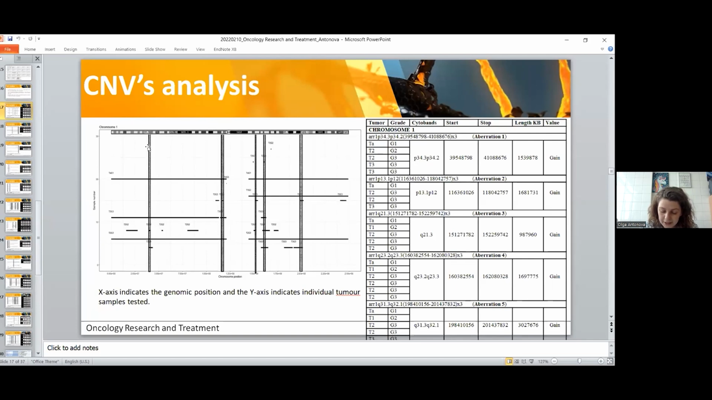The shaded vertical fields indicate the start and the end of each overlapping CNV. Here we have a smaller region, and here we have a bigger region. The positions of these regions and the tumor samples detected are included in this table.